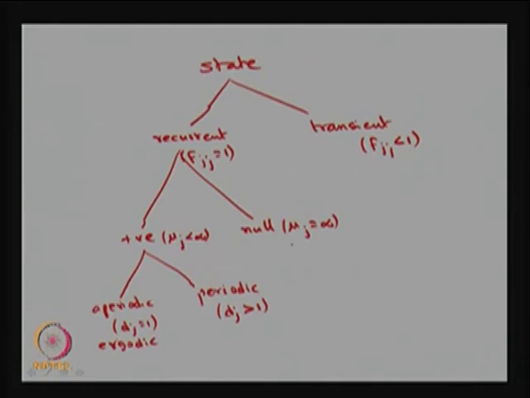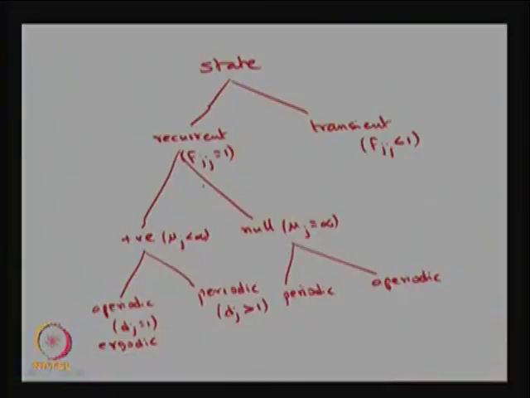Similarly, I can classify the null recurrent state into two: one is periodic and the other one is aperiodic. The absorbing state is a special case of positive recurrent state, where the transition probability from a state to itself is 1. So, this is the way you can classify a state as a recurrent state or transient state, positive recurrent state, null recurrent state. Again, each one could be a periodic or aperiodic state.